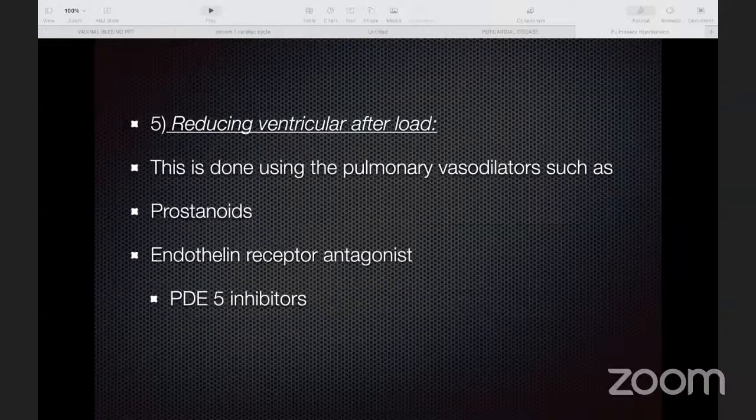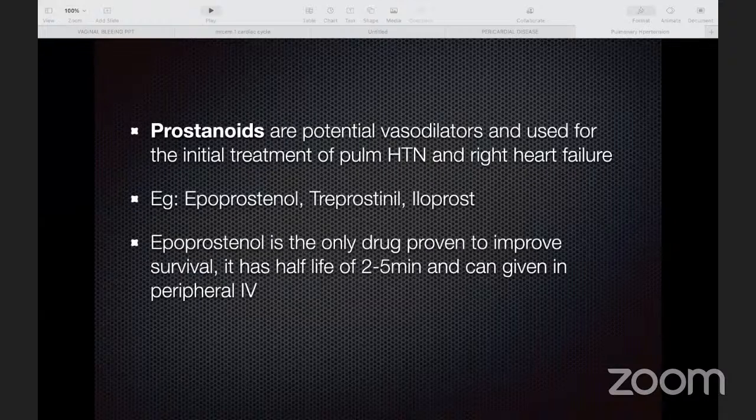Now, reducing the ventricular afterload is the fifth step, and this is done using pulmonary vasodilators, such as the prostanoids, the endothelin receptor antagonists, and the phosphodiesterase 5 inhibitors. So these are the three drug groups which we use to reduce the pulmonary resistance, thereby reducing the ventricular afterload. Prostanoids are potent vasodilators, used as the initial treatment for pulmonary hypertension and right heart failure.